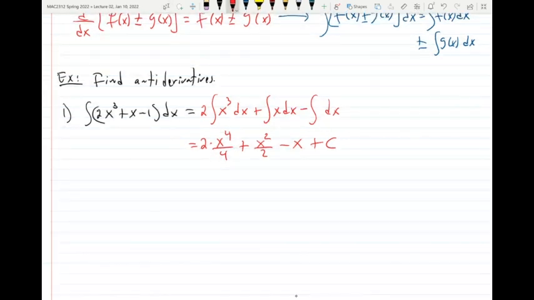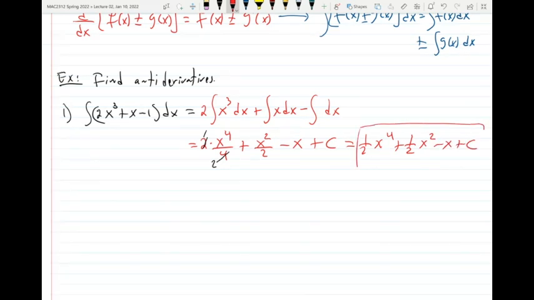And now, well, in this case, we clean this up a little bit. The 2 cancels with the 4. So we get 1/2 x to the 4 plus 1/2 x squared minus x plus c.